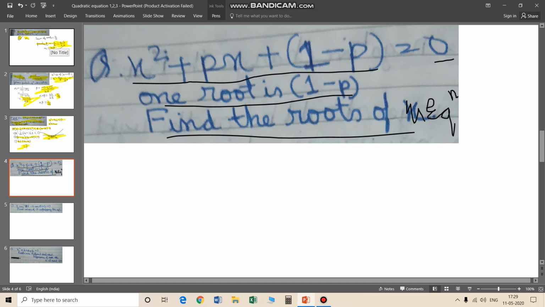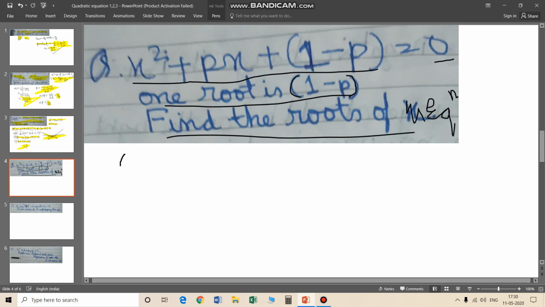The only thing we need to know to solve this question is that this is the root, 1 minus p. You can put this in place of x and solve it. While solving, you get the value of p, put the value of p again in the equation, reform the equation, and find the roots of the equation. This is the only thing you need to do. Now you try the question. I hope you will be able to solve the question. By pausing the video, I am moving on to the detailed solution.